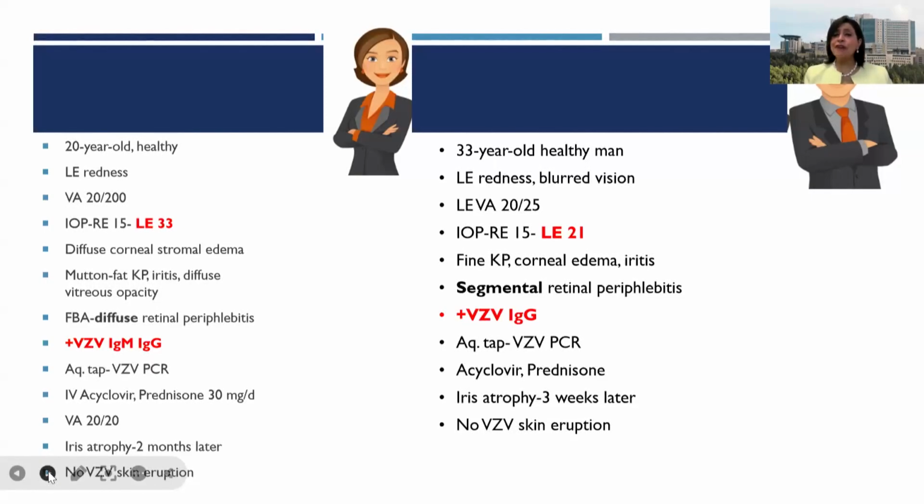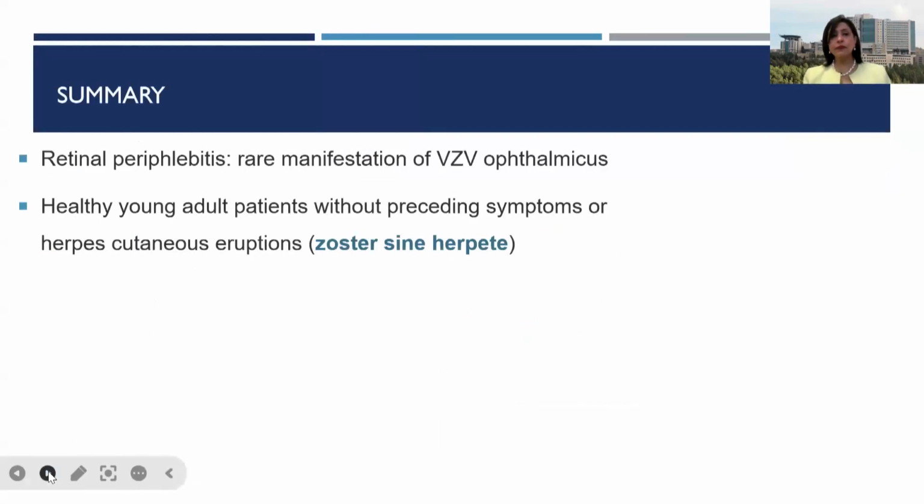The man, however, did have varicella infection before, and therefore the authors hypothesized that it could be that because of the man's previous exposure to the VZV, he developed a localized form of retinal periphlebitis, whereas the woman, it was her first exposure to the virus, and it is possible that that was the reason that she developed diffuse retinal periphlebitis.